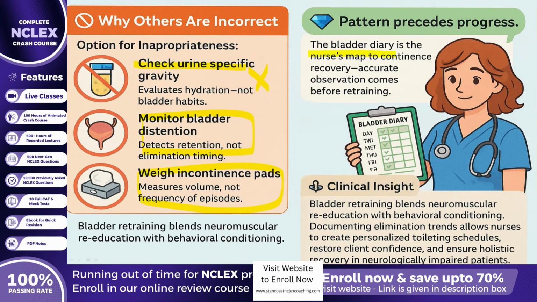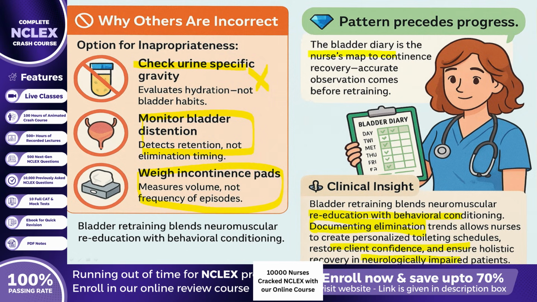Now, moving ahead to the next layer of understanding, clinical insight. Bladder retraining is a delicate combination of neuromuscular re-education and behavioral conditioning. For clients with neurological deficits, timely and accurate assessments are key to preventing complications such as urinary tract infections, moisture-related skin damage, and psychosocial distress. By identifying and documenting elimination patterns early, nurses transform clinical data into personalized care, restoring both control and confidence.